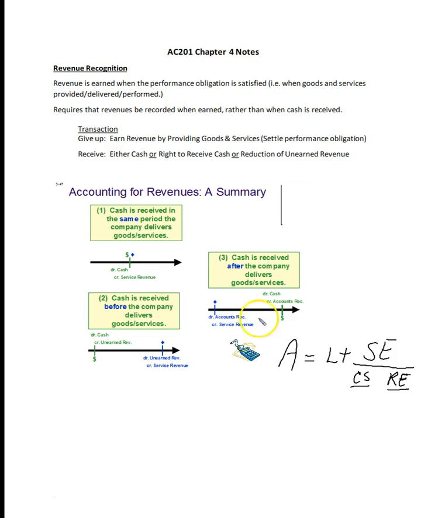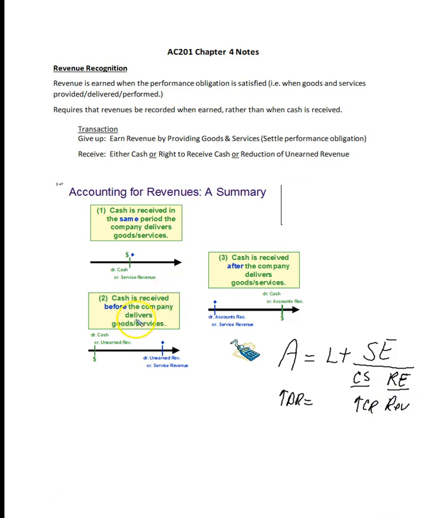So let's look here at our summary of things. There's really three possibilities of the timing of when we actually collect our cash. Here, here, or here. So we might have cash received at the same time that we deliver goods and services. In that case, cash comes in at the time that we provide revenue. When we think about it, assets go up with debits, and the other side goes up with credits, and we know that revenue increases retained earnings, so it's a credit. So we debit cash, credit service revenue at that time.